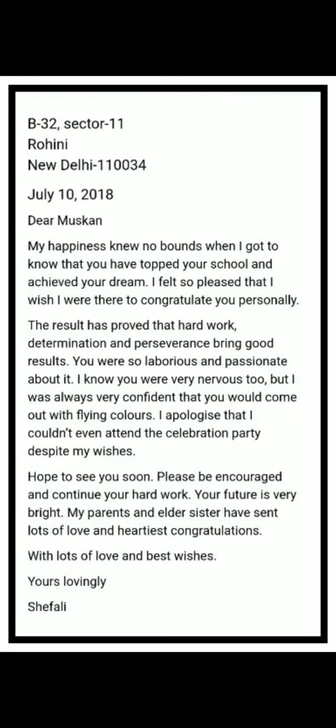Like how we learnt, at the top there is sender's address. Below that, the date on which the letter is being written is mentioned. Then greetings as Dear, followed by the name of the reader. Then it continues with the body of the letter that starts with the introductory para, followed by the main body of the letter, and then concludes with the overall summary of the letter. Then signature as Yours lovingly, followed by the sender's name.